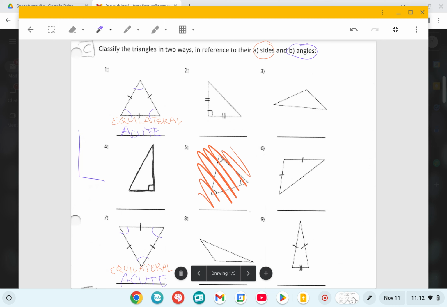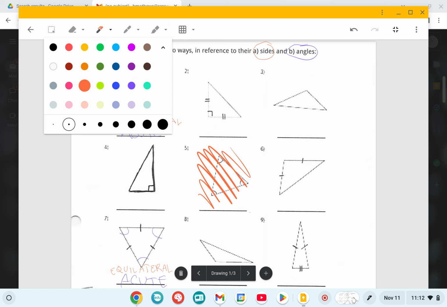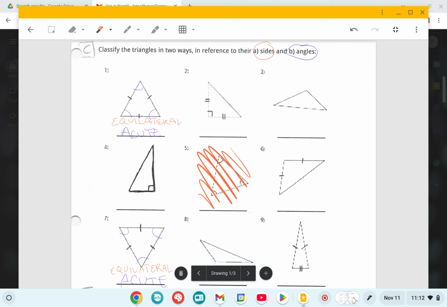All right, so looking at the next problem, number 2, this is an isosceles triangle. Isosceles triangles have just 2 sides that are the same length. This is an isosceles triangle because there are 2 sides that are the same, not all 3. So that means that number 6 is also an isosceles triangle because of the way it's marked. And number 9 is an isosceles triangle.